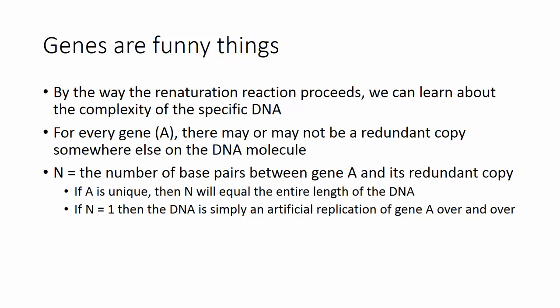Okay, so by the way the renaturation reaction proceeds, we can learn about the complexity of specific DNA. So for every gene A, there may or may not be a redundant copy somewhere else on this DNA molecule, where N is equal to the number of base pairs between gene A and its redundant copy. So this may or may not happen, but we have a way to calculate it anyway. So if A is unique, then N is just going to equal the entire length of the DNA molecule we're studying. However, if N is equal to 1, then the DNA is simply an artificial replication of gene A over and over and over.